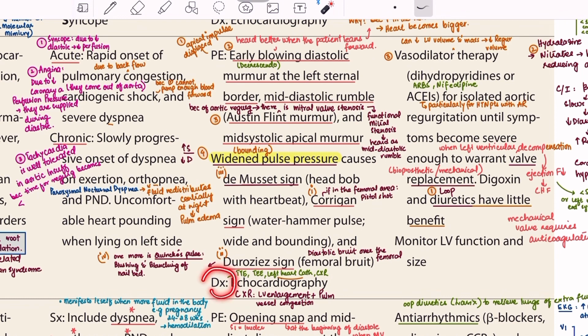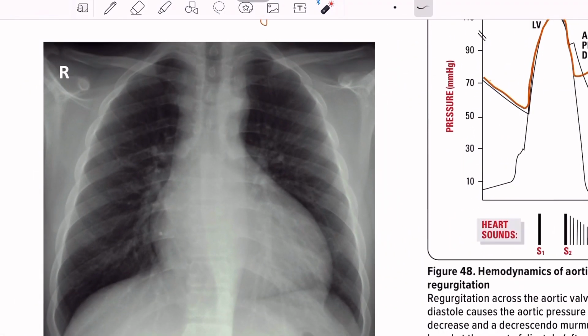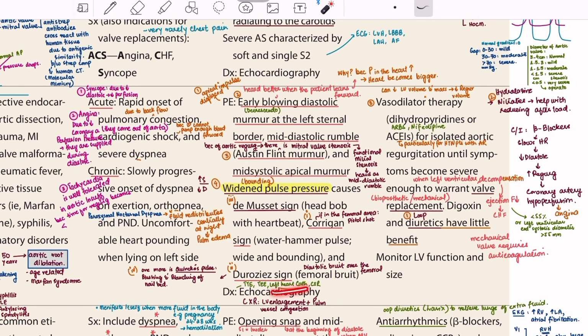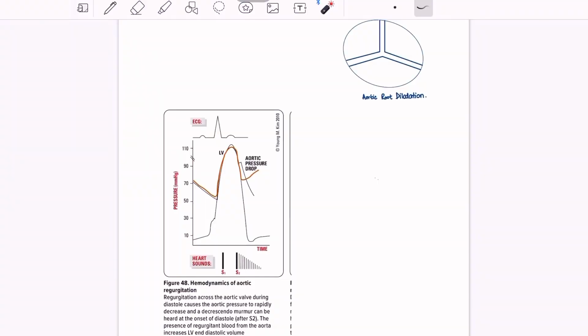Now, how will you diagnose a patient with aortic regurgitation? For best results, you should do echocardiography, which is the investigation of choice. Other than that, you can also do a chest x-ray, but it's not going to be that specific. And the chest x-ray will show left ventricular enlargement. Along with that, it will show pulmonary congestion. You could also do left heart catheterization. Now, before we move on to the treatment, I want to discuss this graph with you guys.